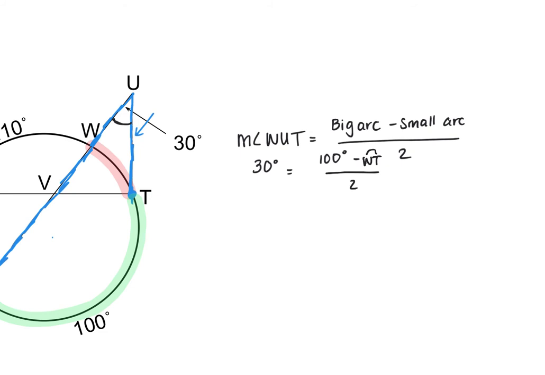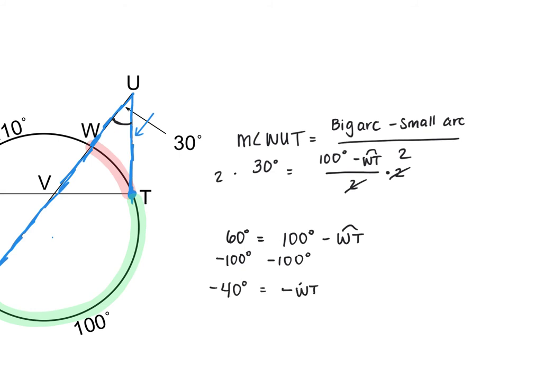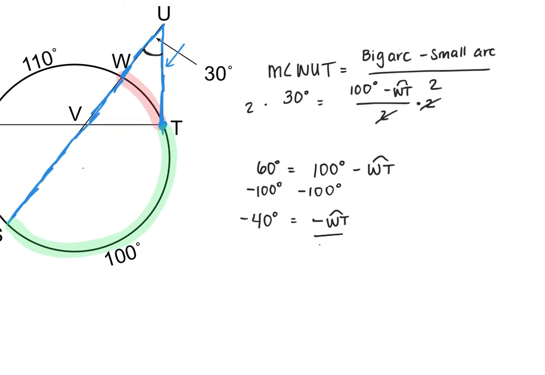All right, so how we are going to solve this, since WT is on the right, we need to get WT by itself. So you just multiply both sides by 2 to get rid of that denominator. We're going to get 60 degrees equals 100 degrees minus WT. We would subtract 100 from both sides. You would get negative 40 degrees equals negative WT. And then you can divide by negative 1 to get rid of that negative. So 40 degrees equals WT.